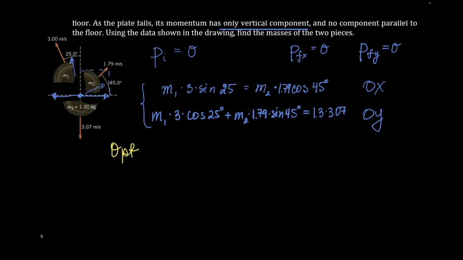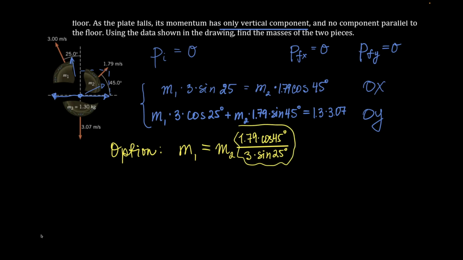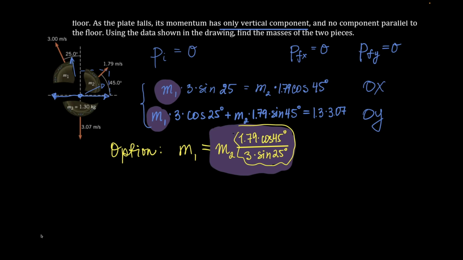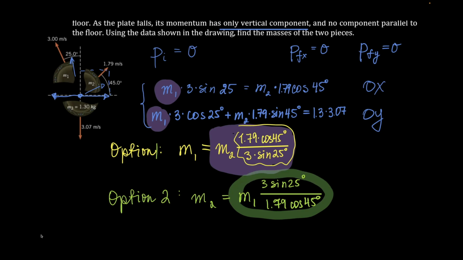Your options. Option 1: I can express M1 as M2 times a ratio of 1.79 cosine of 45, which is a number, divided by 3 sine of 25. Then I would calculate this contraption right here, and then drag this beautiful piece and plug it in for M1 in M1 times 3 cosine of 25, blah, blah, blah. Solve the rest. Your option 2: express M2 as M1 times the ratio of 3 sine of 25 to 1.79 cosine of 45. And then you drag this and place it in place of M2 and solve the rest.